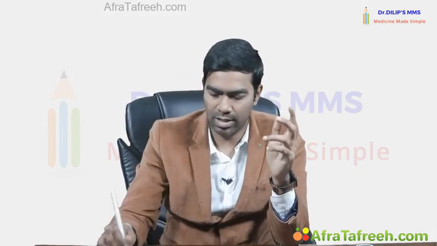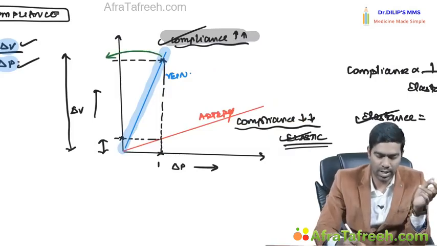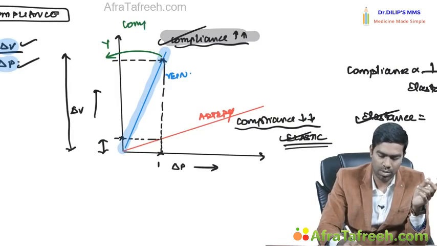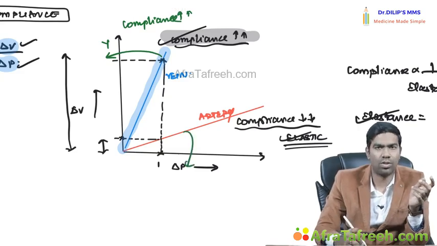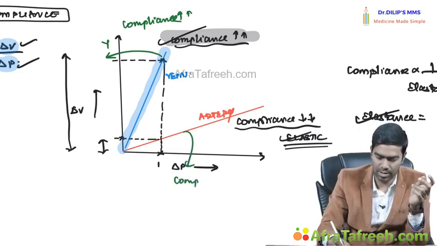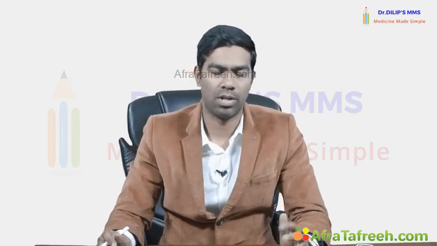One more interesting association you can note: if the curves are closer to the y-axis, you can tell the compliance is high. If the curves are closer to the x-axis, you can tell compliance is less. Very simple understanding that you have to know. If the curves are closer to the y-axis, the pressure-volume relationship is going to be more compliant. If it's closer to the x-axis, it's going to be less compliant and more elastic in fact. So this is what we refer to as compliance in the first place.